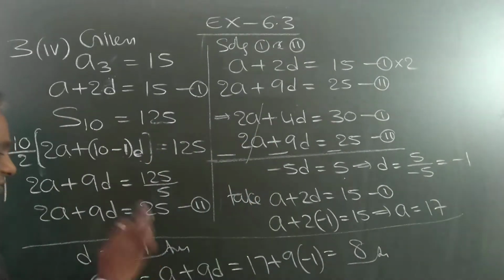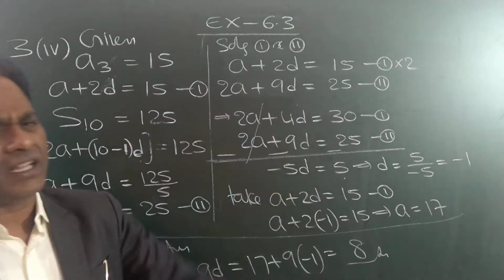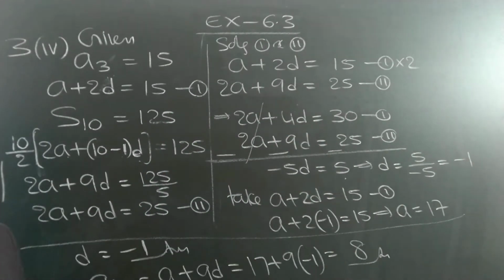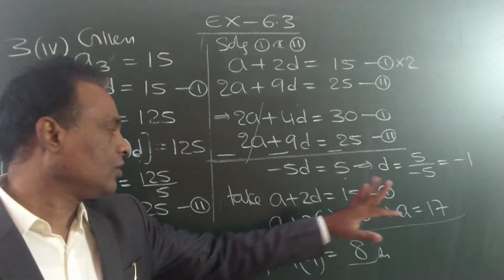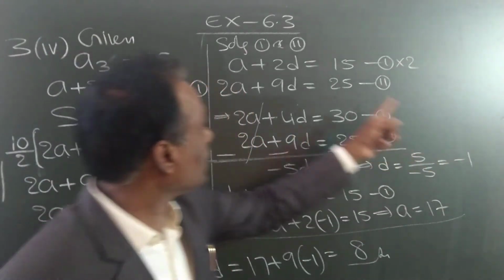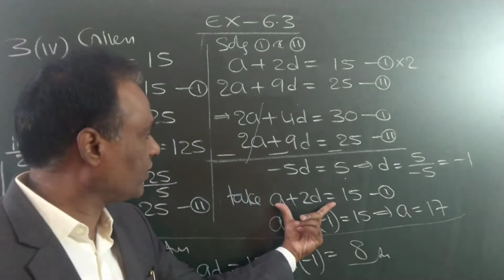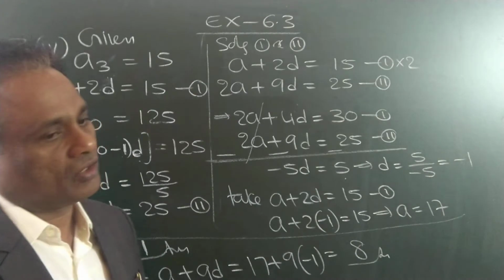Second answer, first answer. Two questions are asked, we got two answers. Simple. Solving the equation, you practiced already. That is not related to this chapter. You should know how to solve equations in two variables, how to find the A value and the D value. After finding D, I substituted it in the first equation. I substituted the D value and got A is equal to 17. Students, write down.